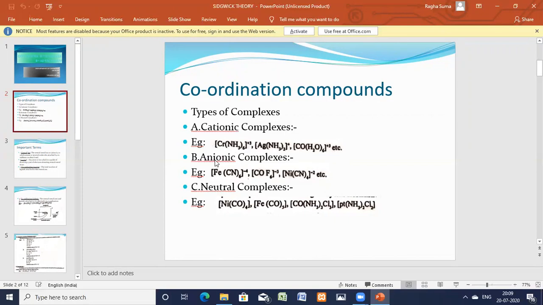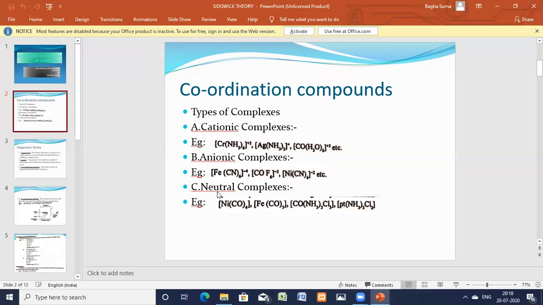Now coming to the anionic complexes. In the anionic complexes, the net charge of the complex is negative. So you can see the hexacyanoferrate complex, you can see -4 charge. In a similar way, here the hexafluorocobaltate complex, you can see -3 charge. In a similar way, the tetracyanonickelate complex, you can see -2 charge. So the minus charge is there for the complex. Such types of complexes are called anionic complexes.